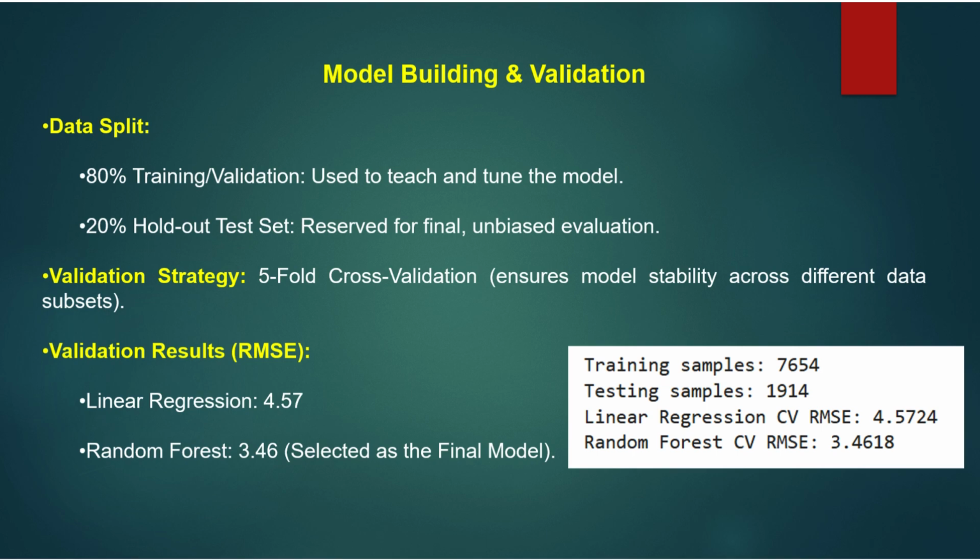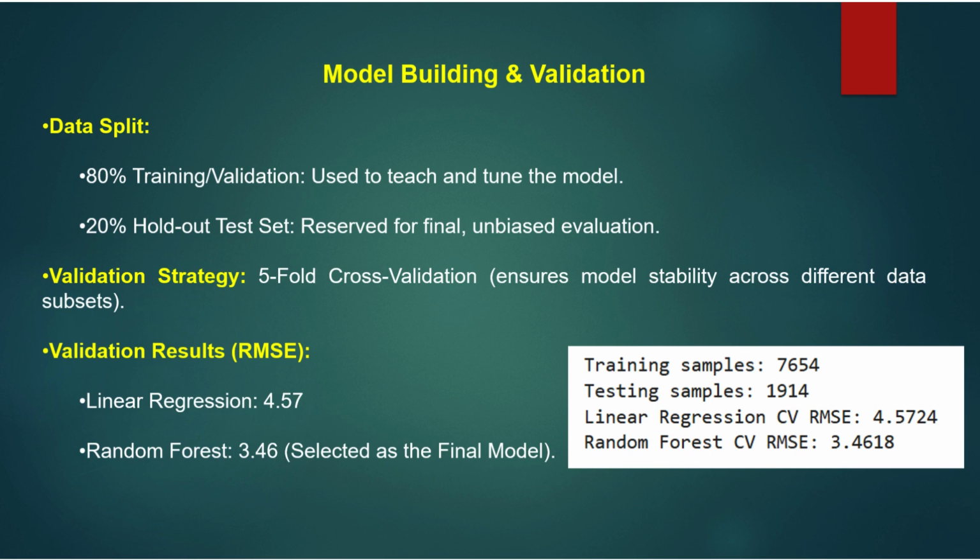To build a robust model, I first performed an 80-20 data split, setting aside 20% of the data, about 1,900 samples, as a holdout test set. This data was never shown to the models during training to ensure an unbiased final evaluation. For the training phase, I used a 5-fold cross-validation strategy. Instead of just testing on one small slice of data, cross-validation rotates the data 5 times, ensuring that the model performs consistently across the entire training set.